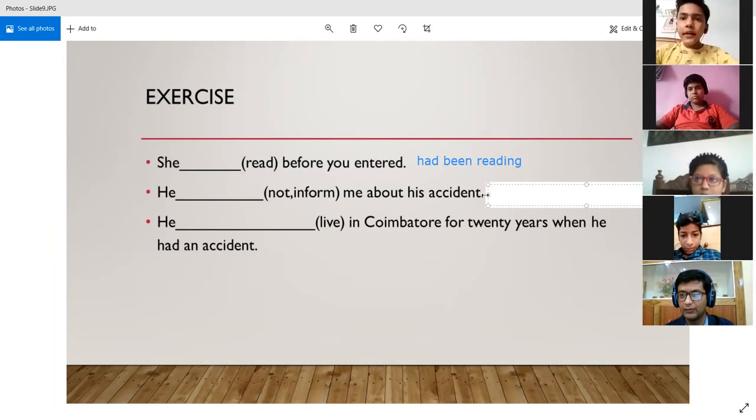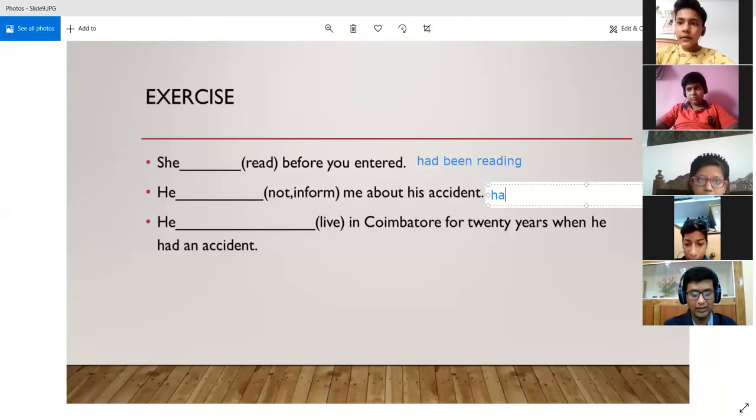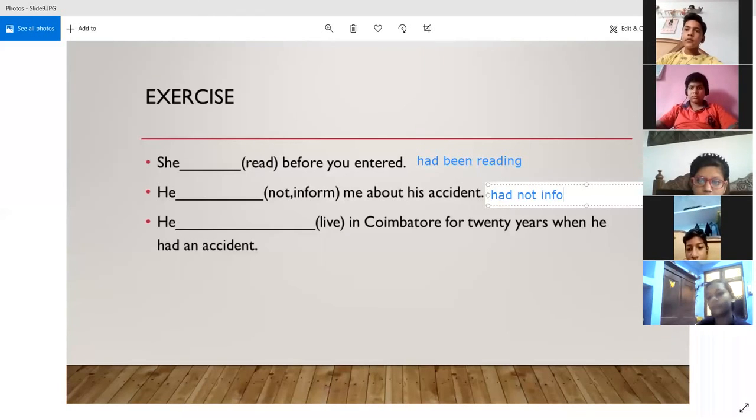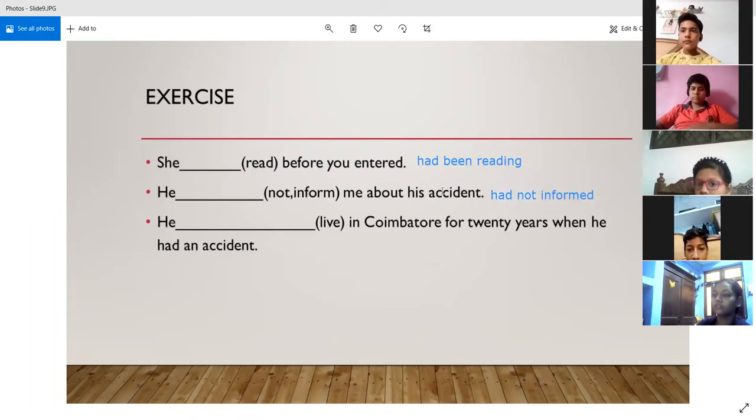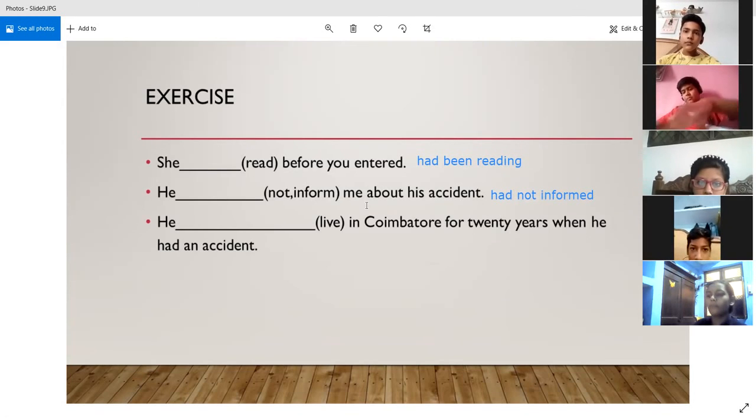Yes, sir. He had not informed me about his accident. Yes, correct. He had not informed. And why are we using had not informed? Because two actions happened in the past. First one was not informing about the accident, and the second was the person knowing about that accident.